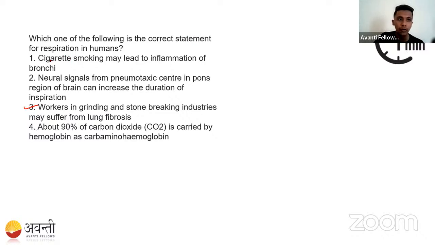So let's see the first option. Cigarette smoking may lead to inflammation of bronchi. Usually inflammation of bronchi or bronchioles is seen in asthma, while cigarette smoking mostly leads to a condition called emphysema. The second option, neural signals from the pneumotaxic center in the pons region of the brain increase the duration of inspiration, is actually reverse: it decreases the duration of inspiration, thereby regulating the rate of respiration. The third option is correct. About 90% of the carbon dioxide is carried by hemoglobin as carboxyhemoglobin is wrong; only about 20 to 25% of the carbon dioxide is transported as carboxyhemoglobin. The majority is transported in bicarbonate form. So option 3 is right.